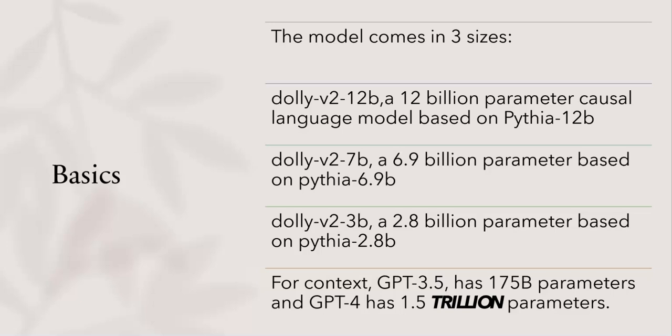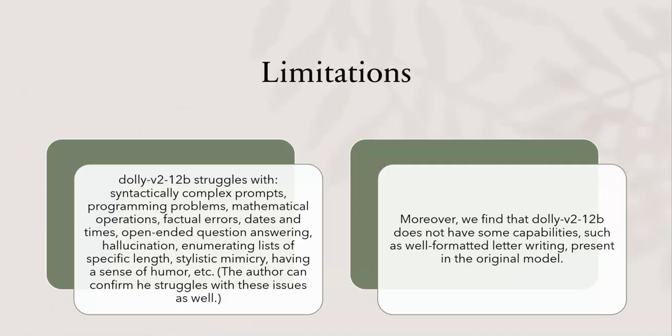Similarly, like GPT 3.5, which we learned is trained on 175 billion parameters, and GPT-4 is trained on 1.5 trillion parameters, this Dolly V2 12B is trained on 12 billion, 7B is trained on 6.9 billion, and 3B is built on 2.8 billion parameters. So these are the sizes that are available in the Dolly model.